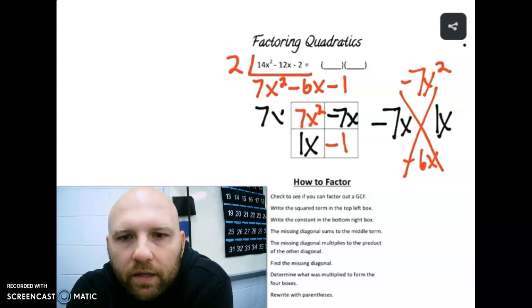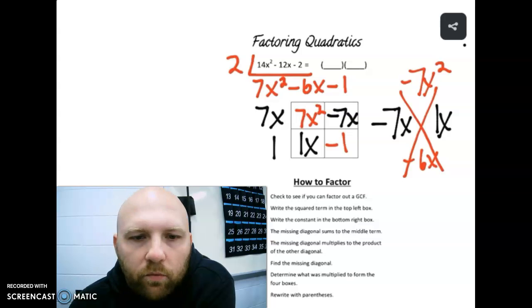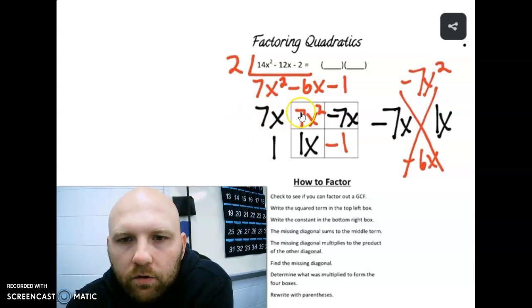Now we're going to divide each row by the biggest thing we can divide each row by. The first row was divided by 7x, and the second row was divided by 1x, since 1x and 1 can only be divided by 1. And then we do each column. 7x squared and 1x can be divided by an x, and negative 7x and negative 1 can only be divided by a negative 1.